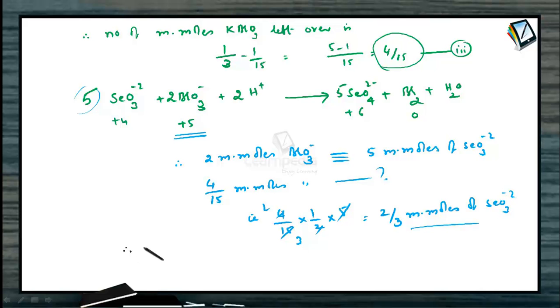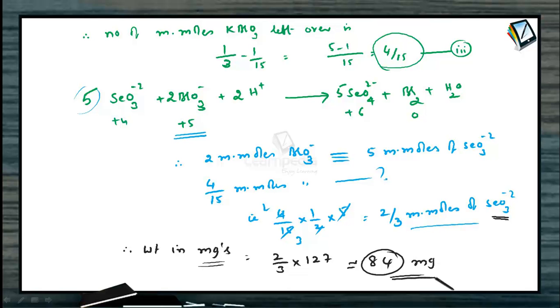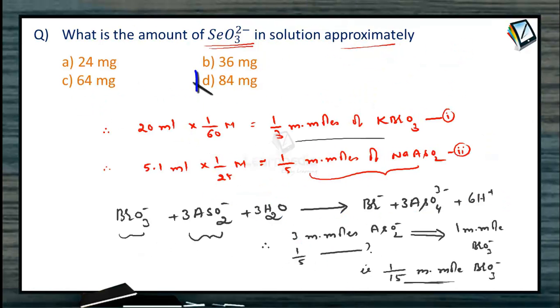Therefore, weight in milligrams is 2/3 millimoles into the molecular weight of SeO3 2 minus, which from the atomic weights of selenium and oxygen given comes out to be 127. This is nearly 42 into 2, approximately 84 milligrams. We have directly taken milligrams because this is millimoles. So the answer is 84 milligrams. Do we have that option? So here, D is the answer.